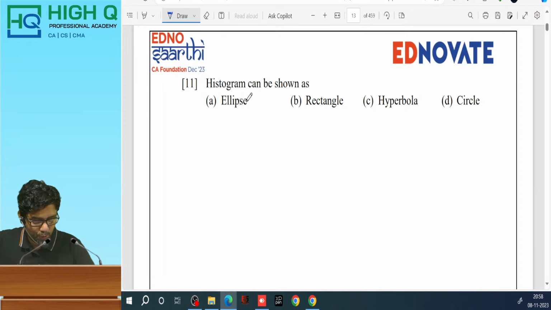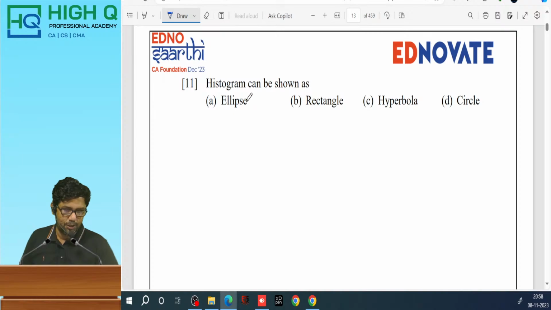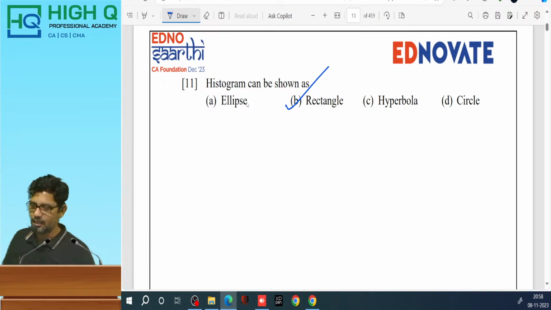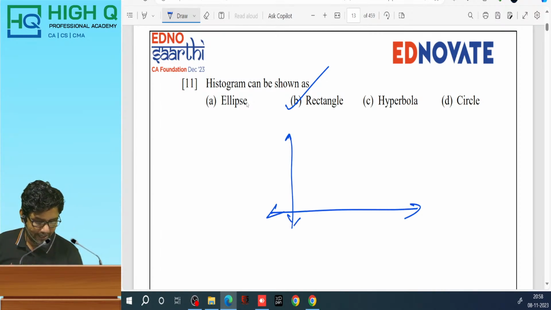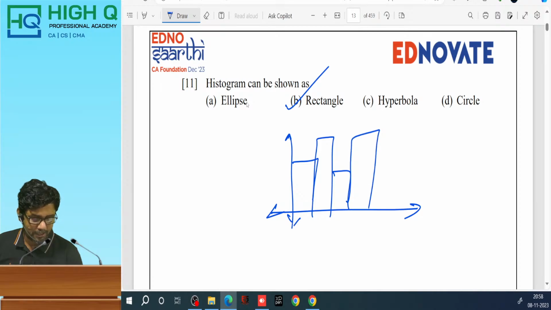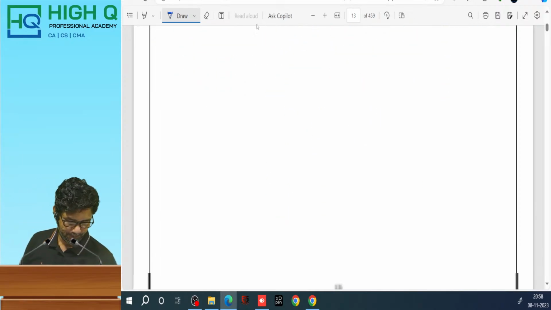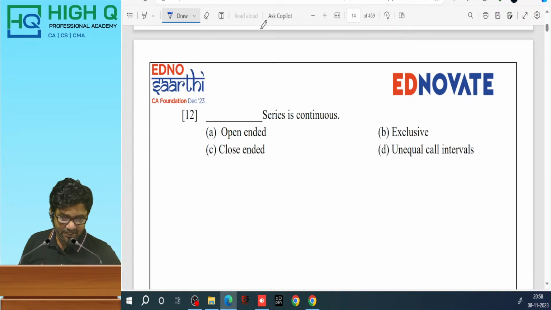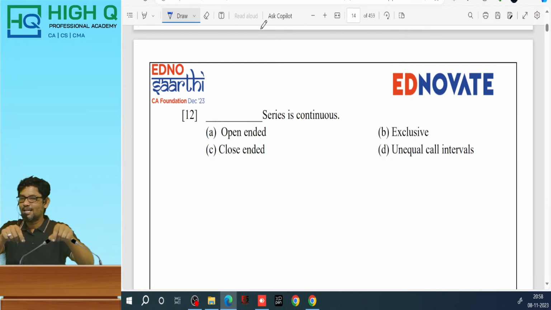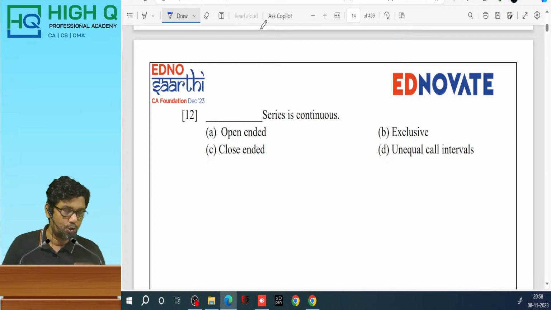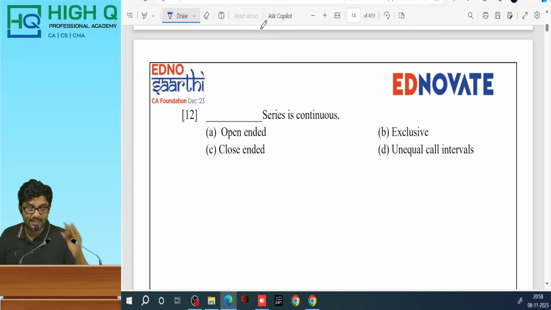Now, histogram can be shown as: ellipse, rectangle, hyperbola, circle. I think everyone can give this answer. Shriram, very late. Yes. You missed an important session, my dear. Rectangle. Very good. Histogram means what, my dear? I think everyone knows now. This is what a histogram is. So what is the shape actually? Rectangular shape only. Dash series is continuous. I think those who attended the session can give this answer. Those who did not attend or see the lecture definitely could not give the answer. Otherwise, everyone can give it. Dash series is continuous.